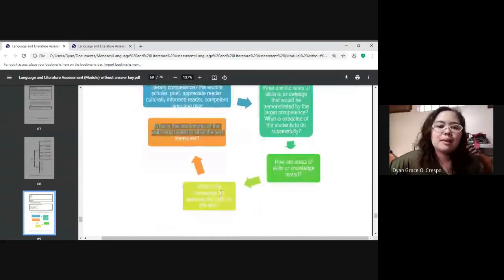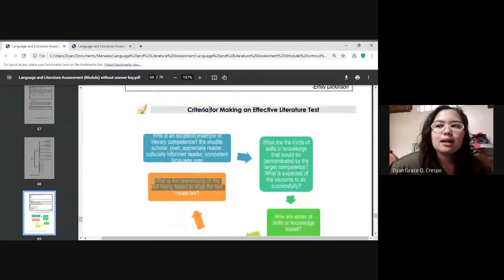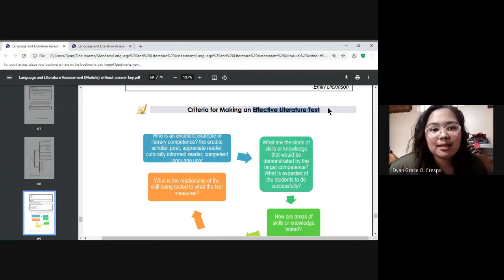Basta, in general terms na lang natin, ito lang yun. When you make an effective literature test, you must, of course, think of the students. What skills do you want? Ano yung gusto mong i-test? Ano ba yung dapat i-test? Okay? So, what kind of test do you think your students need? Ano ba yung tinuro? What does the book say? What you will know as a teacher.